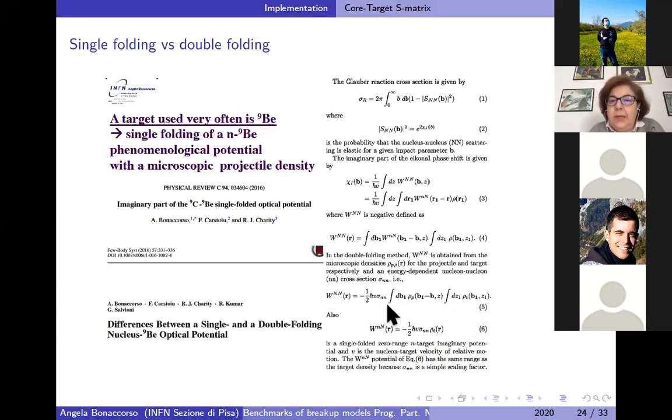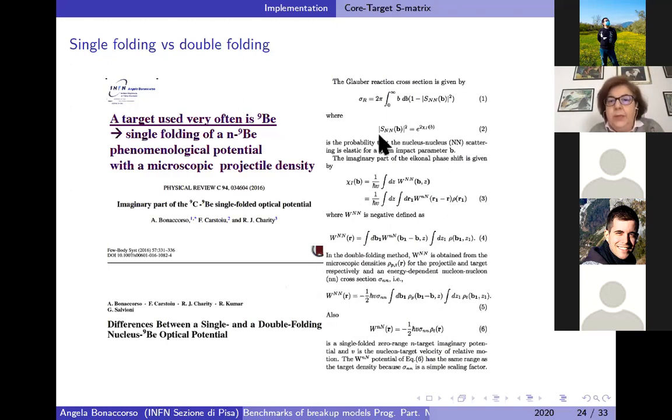At some stage, because we have this good neutron-beryllium-9 optical potential, and most of these experiments are done with a beryllium-9 target, I thought it would be useful to construct another optical potential instead, which we would call single folding, in which we fold the neutron-beryllium-9 optical potential with whichever projectile or core density we have. This would diminish the uncertainties because we don't need a neutron-neutron cross-section. We don't need an explicit form of the target density. And so we have looked at the differences between these two approaches.